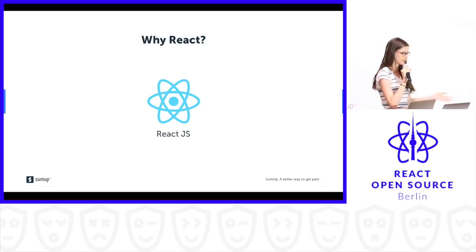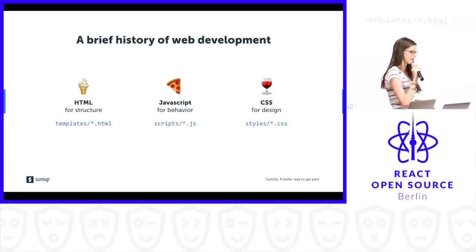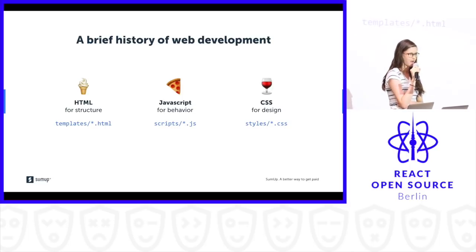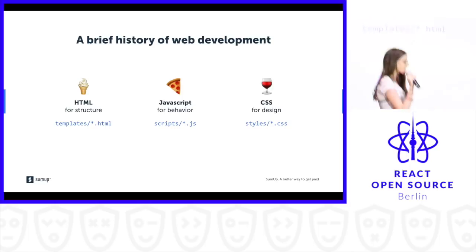So to look at how we got to the point of choosing React, I want to go through a brief history of web development. So not so long ago, I was talking to a guy who'd worked with jQuery for like the last 10 years, and he put it to me this way: Monica, HTML and JavaScript is like ice cream and pizza. They're perfectly good on their own, and you're asking me to mix them together. Why would you do that? And you know, he's right.